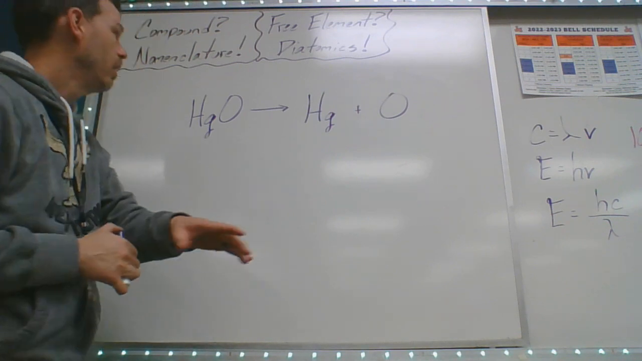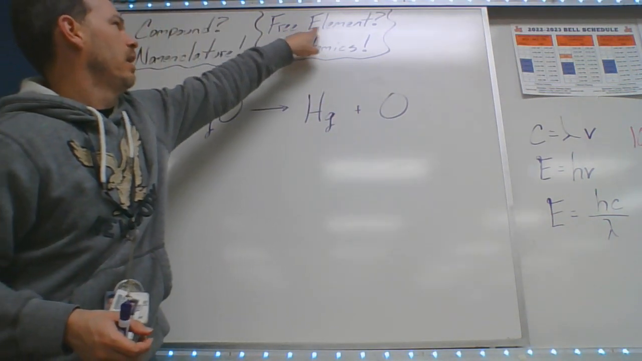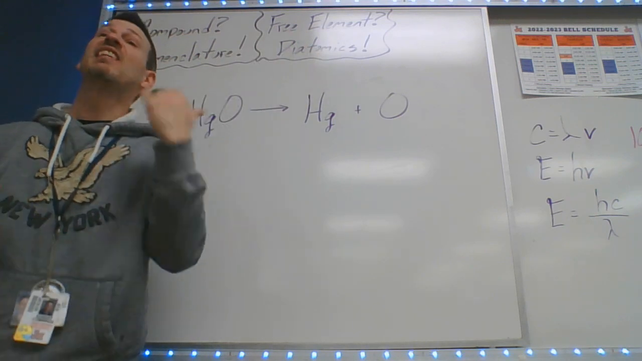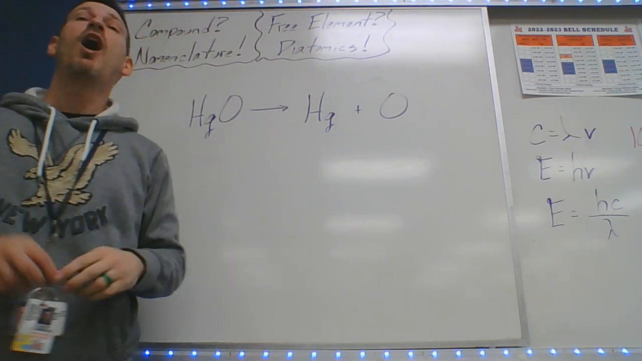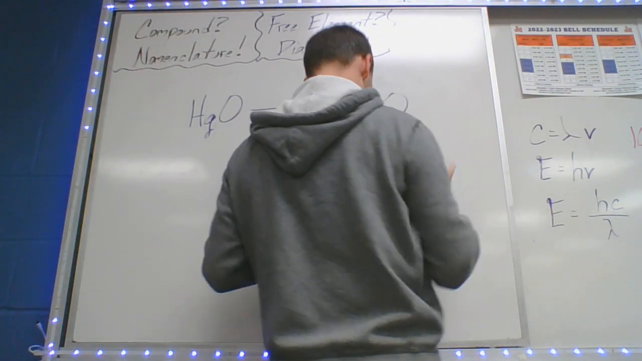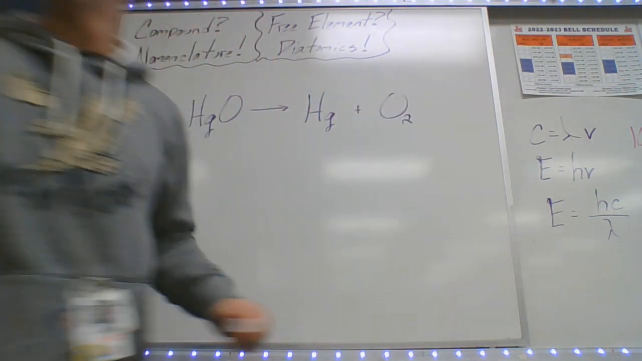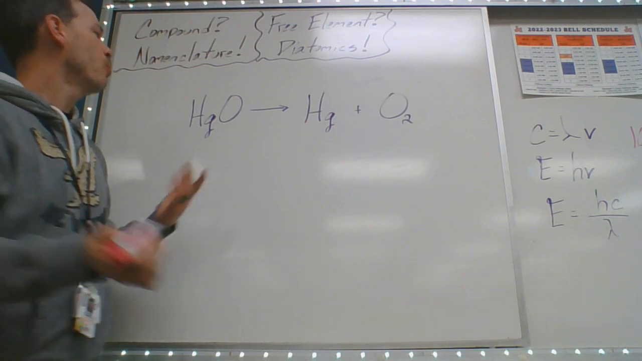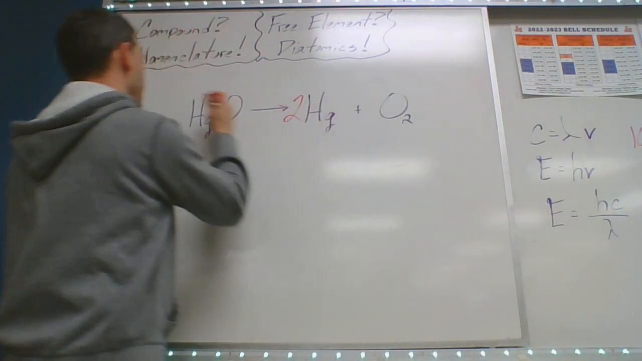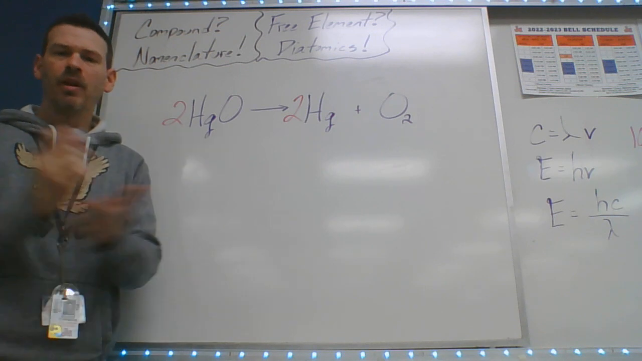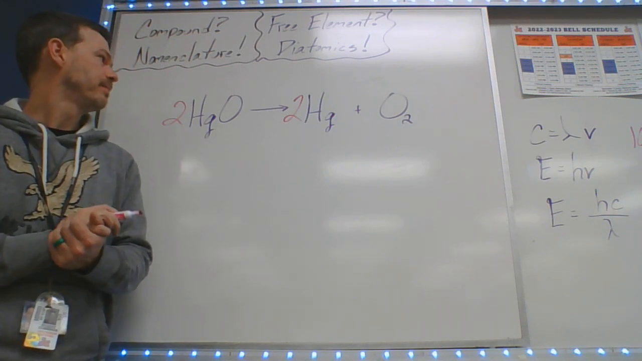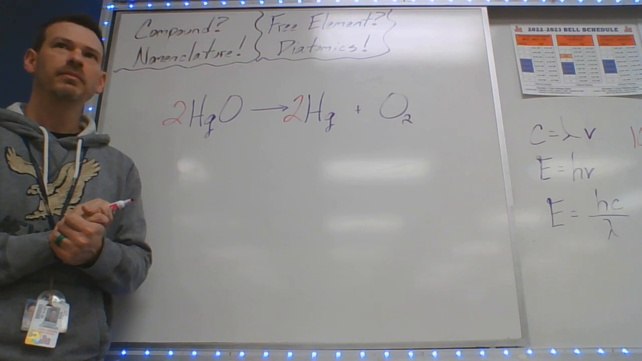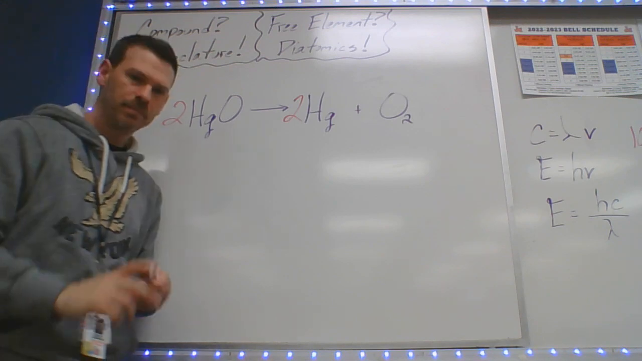Check what you wrote. Little different this time because we made free elements, so we need to check diatomics. Is mercury diatomic? Nope. Is oxygen? Yep. And boom, we're done. I mean, we could balance. I know I haven't been balancing all of them, but it's a good habit. Let's do another one.